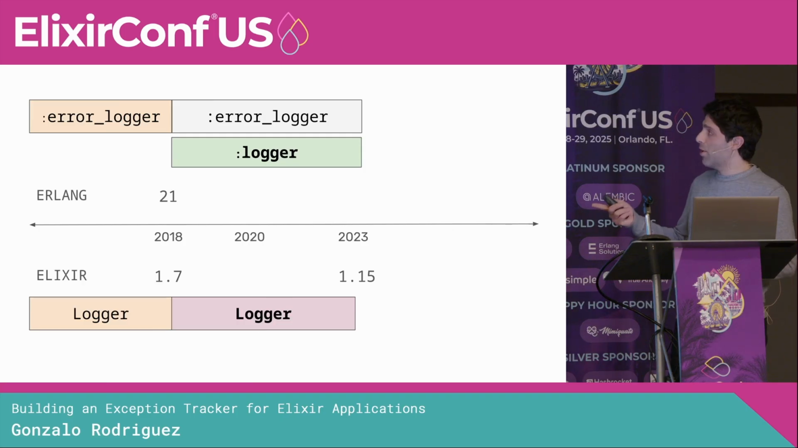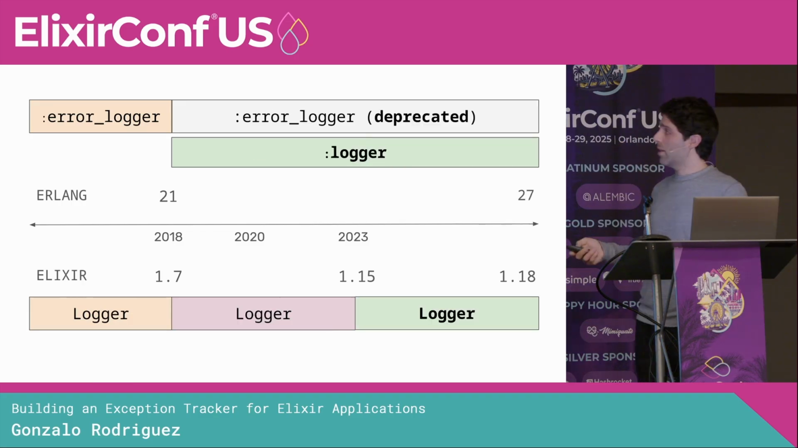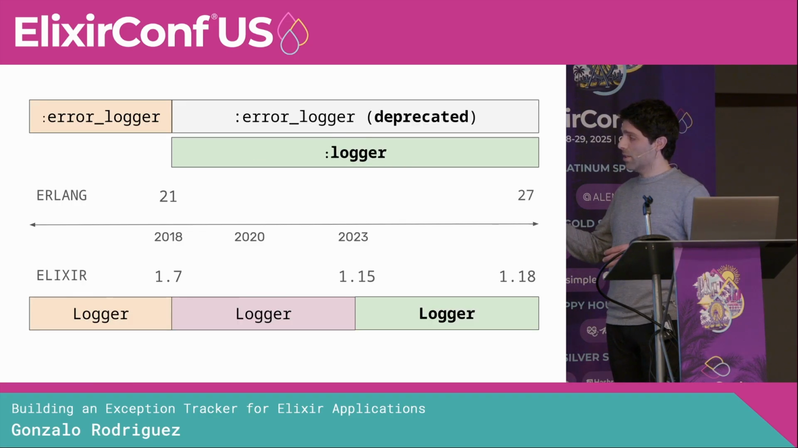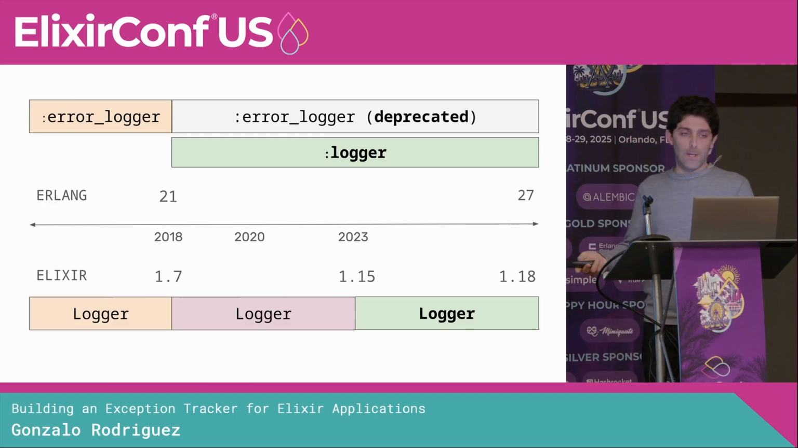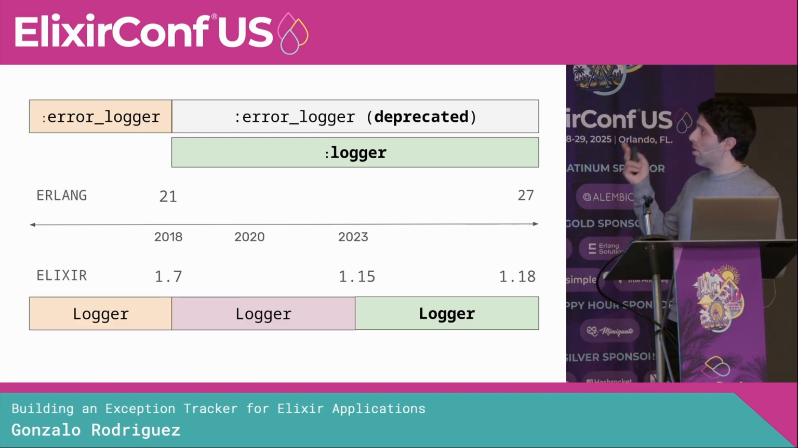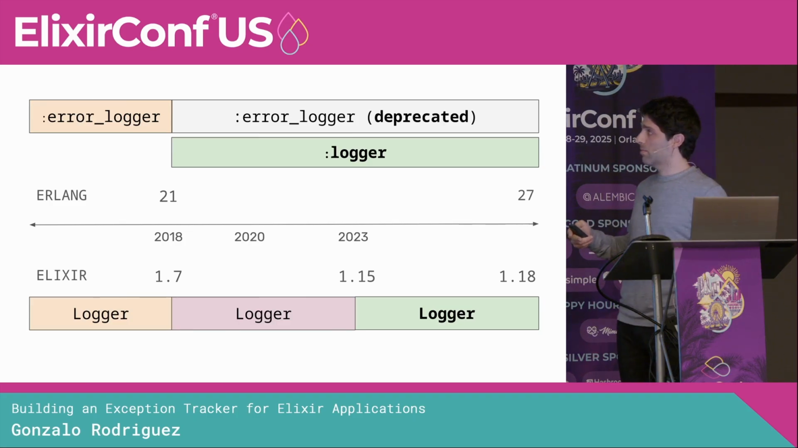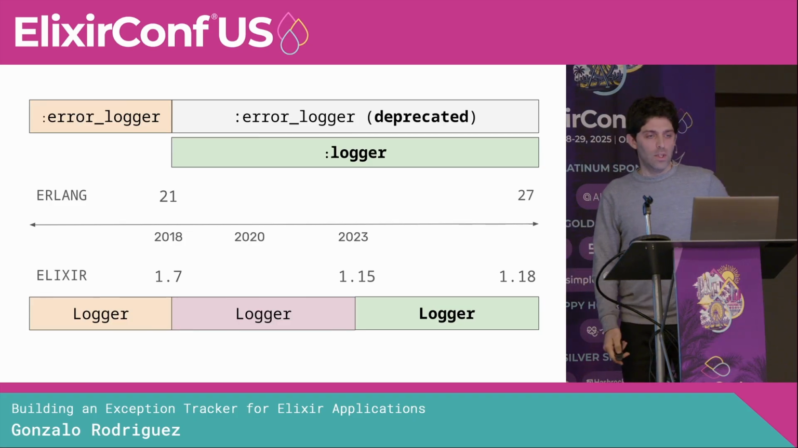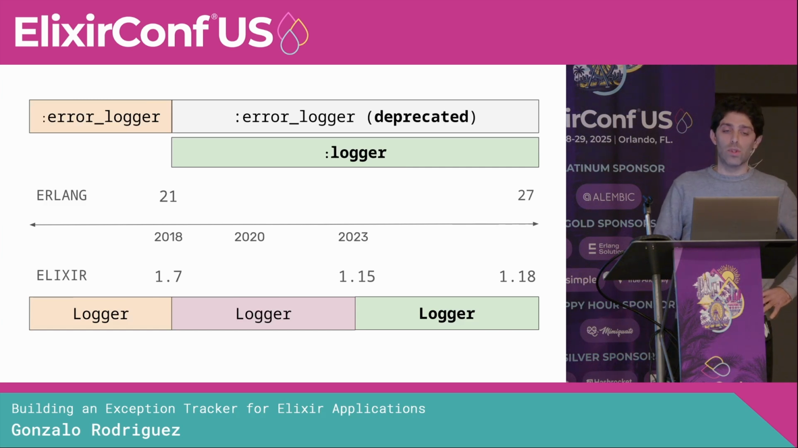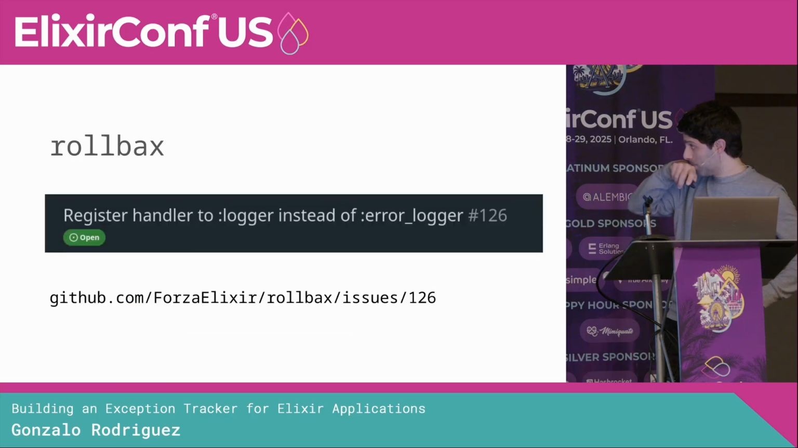The transition period, you might call it, where Elixir Logger integrated with both Erlang's error logger and logger, and the current era after Elixir 1.15, where error logger is fully deprecated and Elixir doesn't support it anymore. So with this in context, we could now better understand what the following Rollbar GitHub issue was referring to.